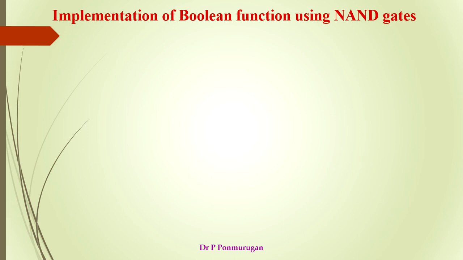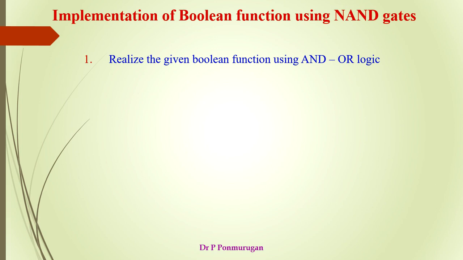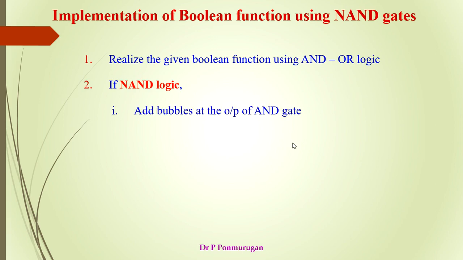Next, let us see the procedure to implement the Boolean function using NAND gates. Realize the given Boolean function using AND OR logic first. And the second step is, if NAND logic has to be implemented, add bubbles at the output of AND gate and then add bubbles at the input of OR gate.